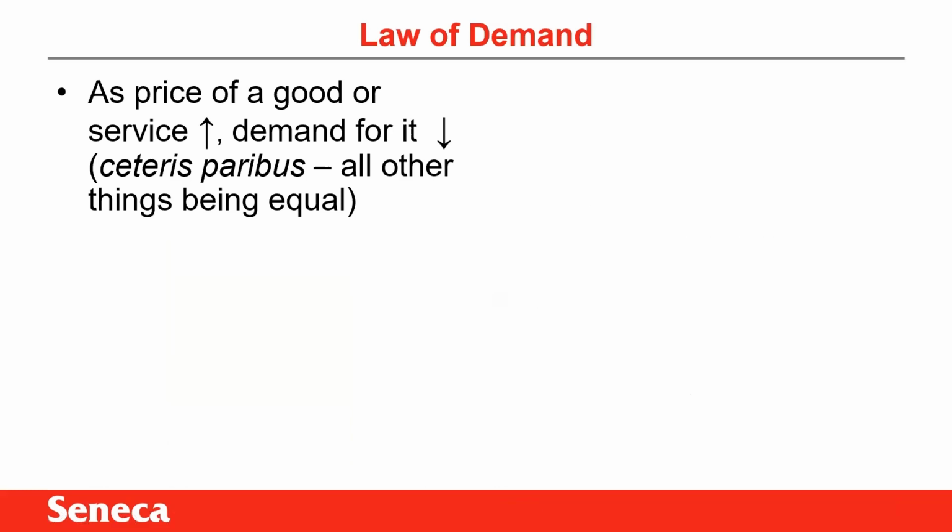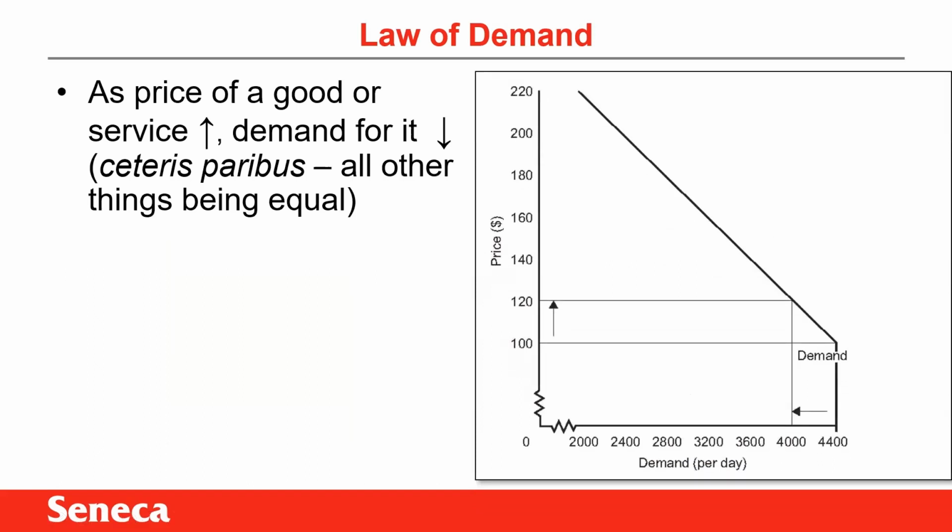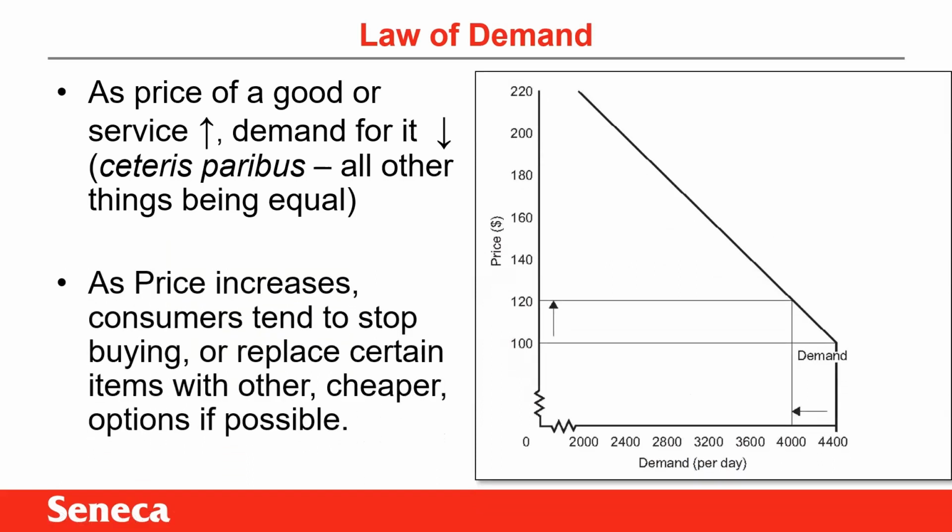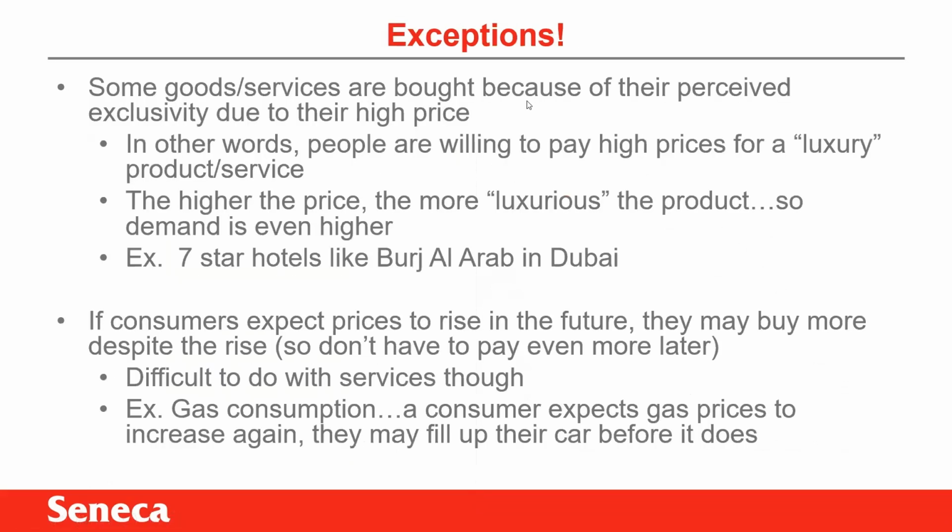Law of demand: as price of a good or service goes up, demand for it goes down. So if the price of a good or service goes up, demand for it will go down. Because when things become more expensive, people buy less of it. So as price increases, consumers tend to stop buying or replace certain items with other cheaper options if possible.